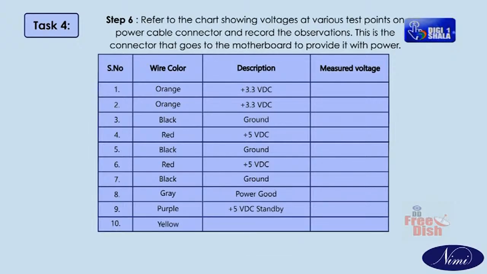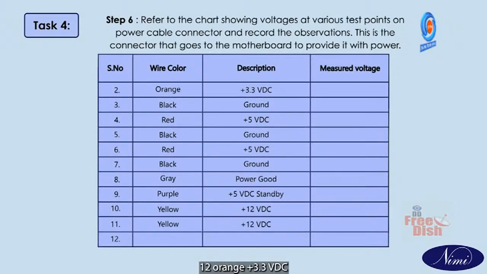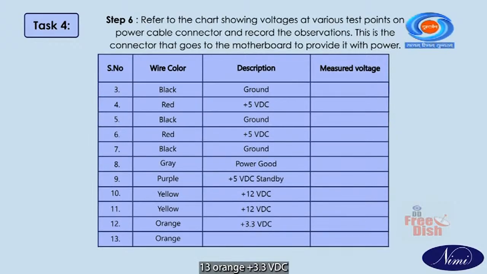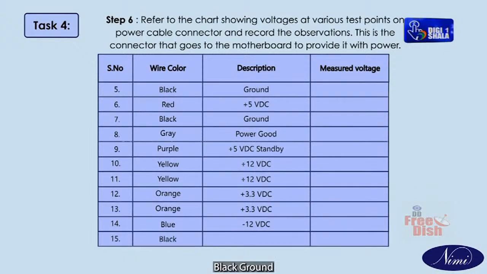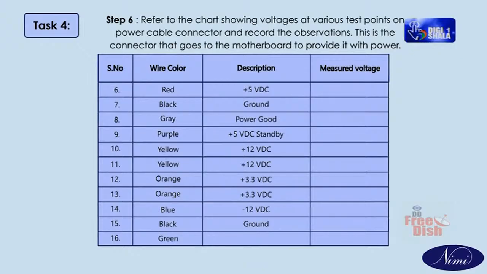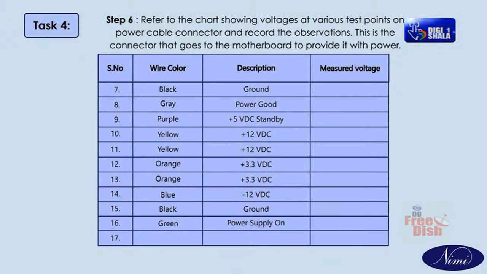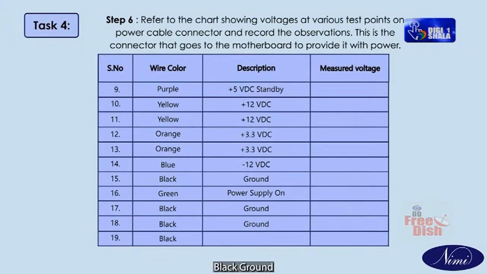10. Yellow, plus 12 VDC. 11. Yellow, plus 12 VDC. 12. Orange, plus 3.3 VDC. 13. Orange, plus 3.3 VDC. 14. Blue, minus 12 VDC. 15. Black. Ground. 16. Green. Power supply on. 17. Black. Ground. 18. Black. Ground. 19. Black. Ground.